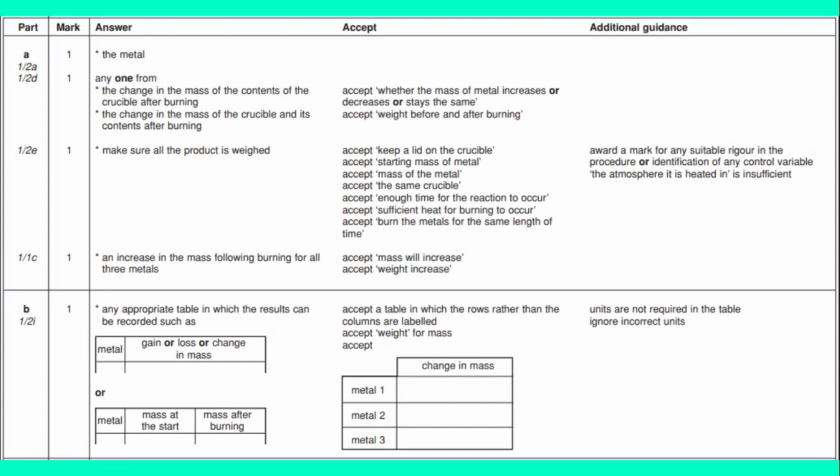Any appropriate table in which the results can be recorded would be the next thing to look at. Make sure that you have the type of metal on the left-hand side, and whatever the mass is that you record, it's quite useful for you to put the units of mass in grams in the header as well. But I wouldn't expect a young scientist to look out for that level of detail just yet.